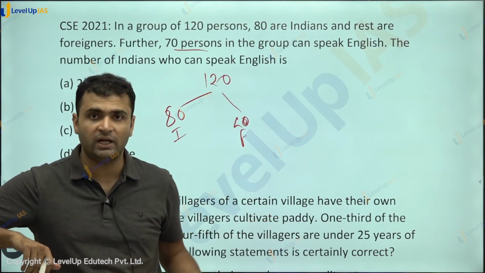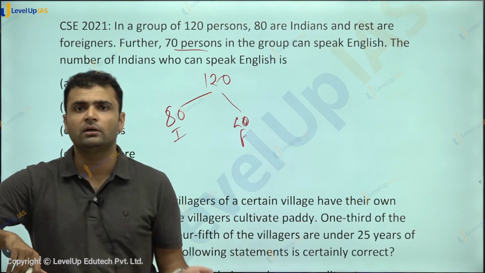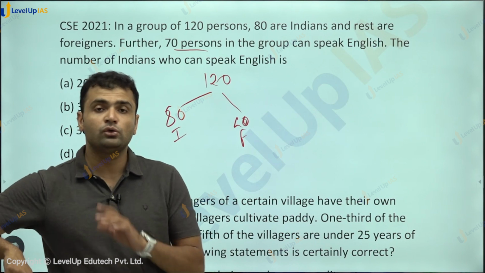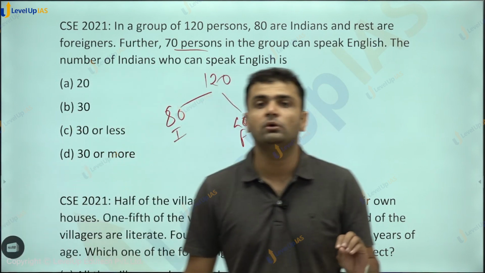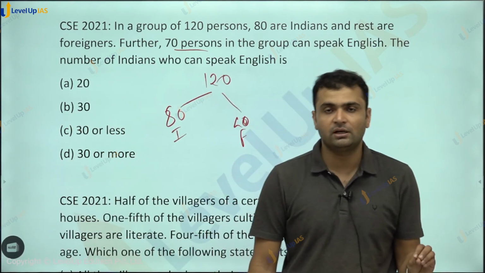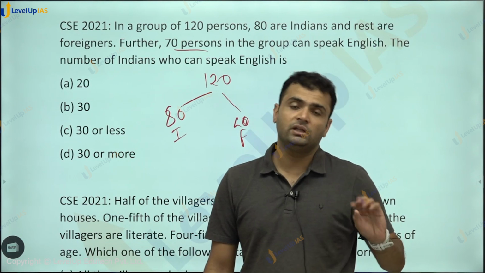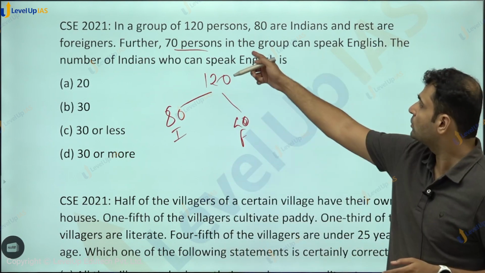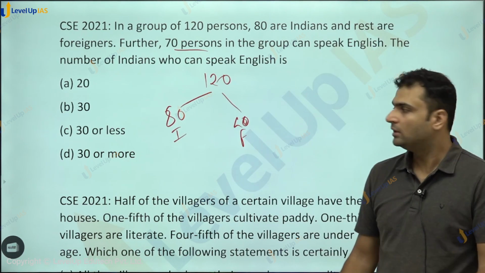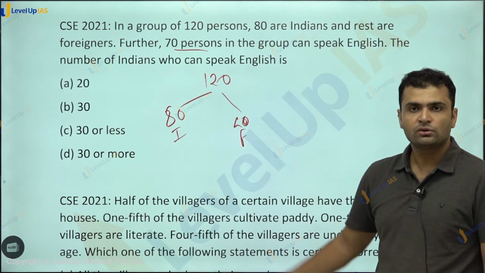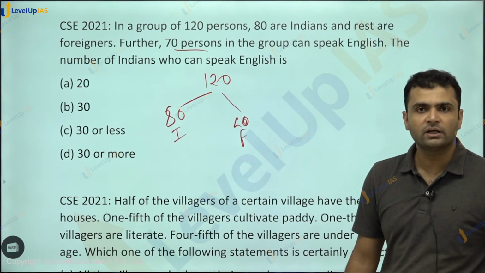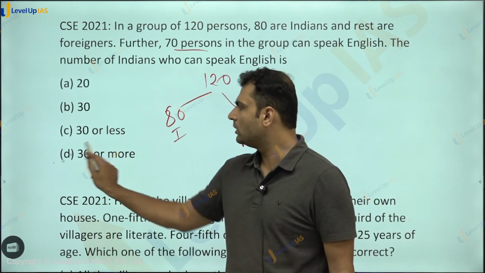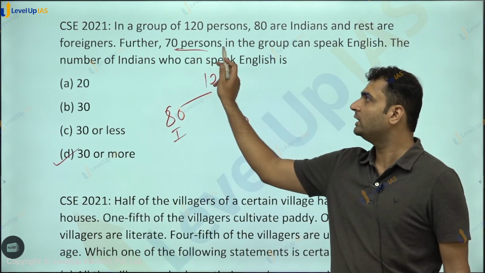For example, they could be French, German, Arabic, they could be from Japan, China, who may not be able to speak English. So please don't assume anything due to your biases that all foreigners must speak English. So at max 40 foreigners can speak English. So at least 30 Indians will speak English. So the number of Indians who speak English will be 30 or more, because total 70 people are there.